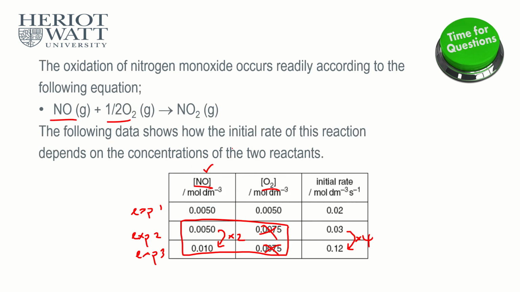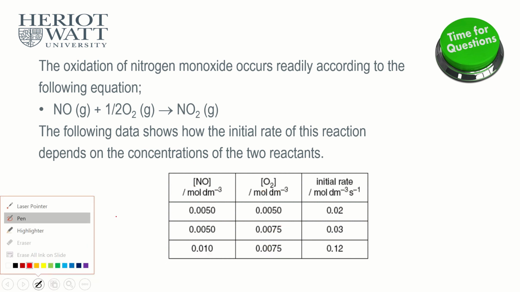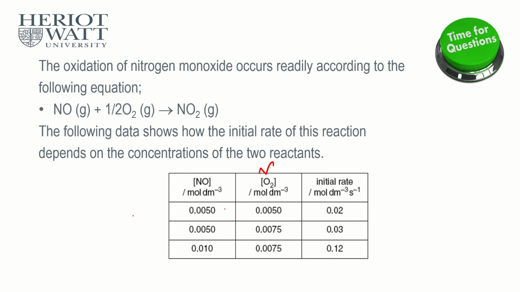And then what about oxygen? Let's check it out. Let me erase that. For oxygen now, we use these 2, because NO is constant here. So 0.005 to 0.0075.